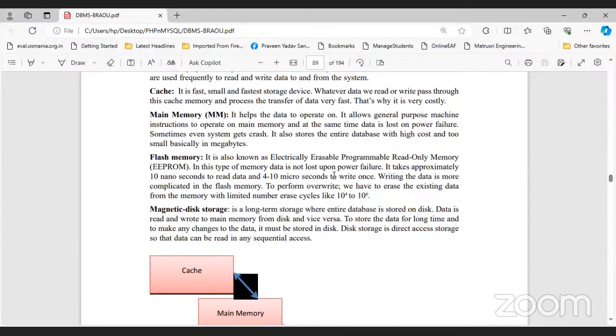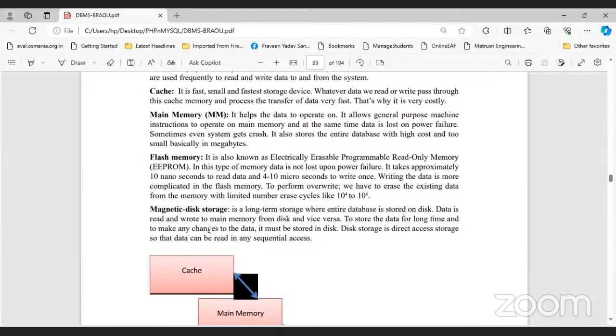In this type of memory, data is not lost upon power failure. So in ROM, once you write the data, even if power failures or any damage occurs, the data will not be lost. It takes approximately 10 nanoseconds to read the data and 4 to 10 microseconds to write once. So EEPROM takes only 10 nanoseconds to read the data, and 4 to 10 microseconds to write the data on the ROM. Writing the data is more complicated in flash memory, but once it is successful, it is very useful.